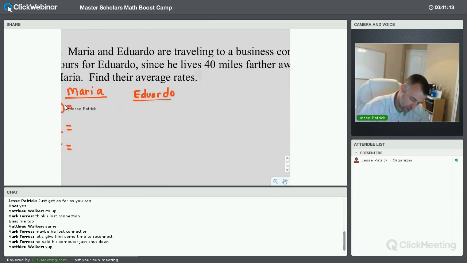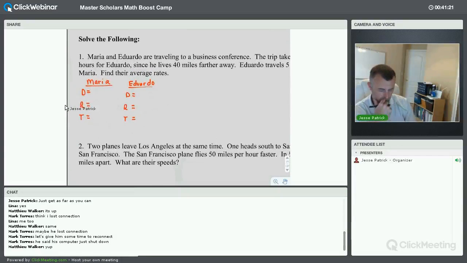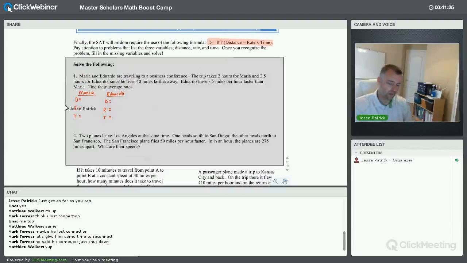So I'm going to have two sets, as I said, of D's, R's, and T's. I'll fill them in as I go, and then we'll see what we need to do with them. This one says the trip takes 2 hours for Maria. And again, as you're reading this problem, you'll see time. You'll see distance, 40 miles farther.